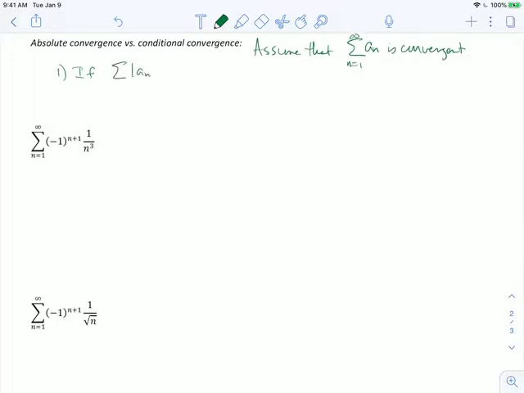So what we're going to do is look at the sum of the absolute values of the terms. Remember, we're taking absolute value first and then adding together. So this is shorthand for the absolute value of a1 plus the absolute value of a2 plus the absolute value of a3, etc. If this is also convergent, we say that the summation of a sub n is absolutely convergent.